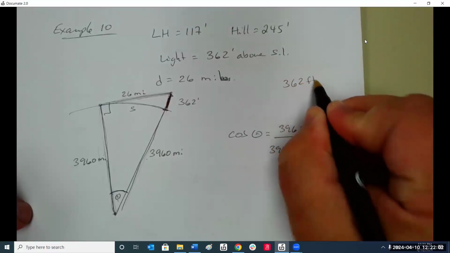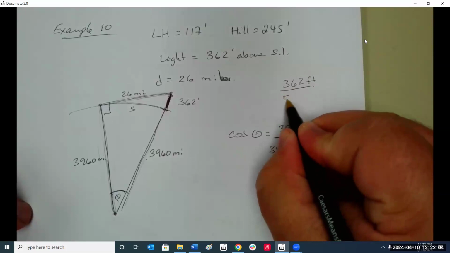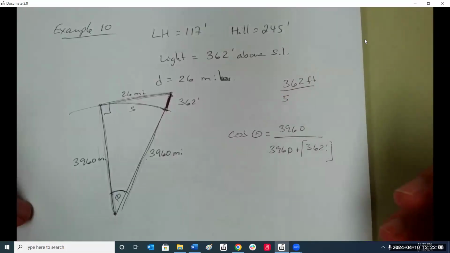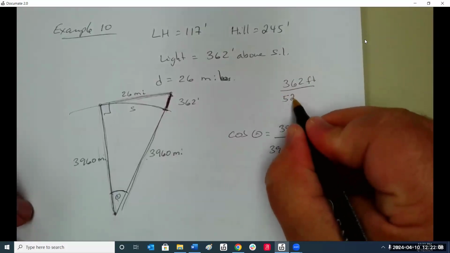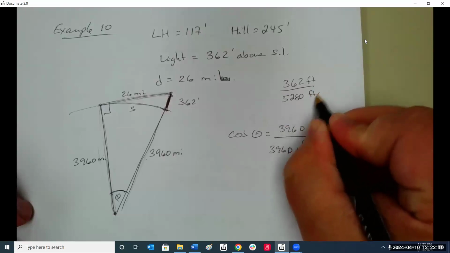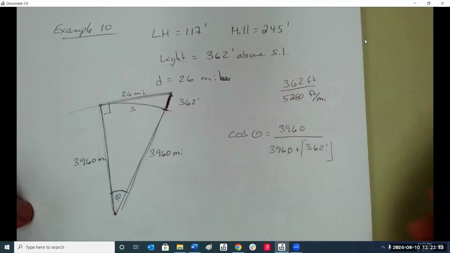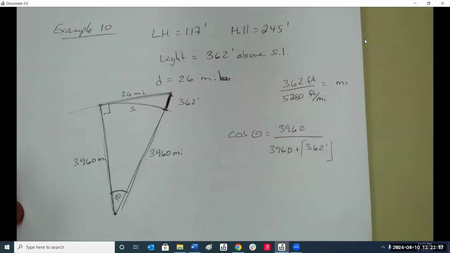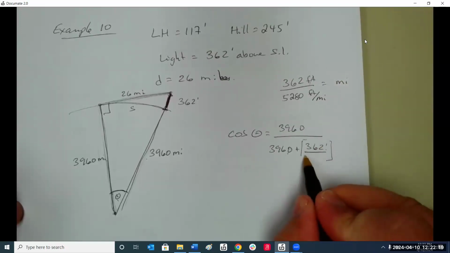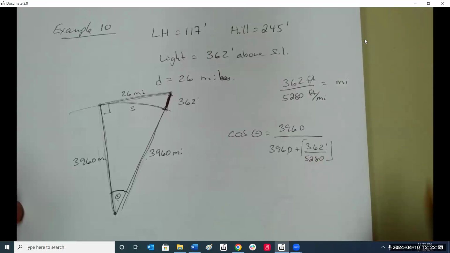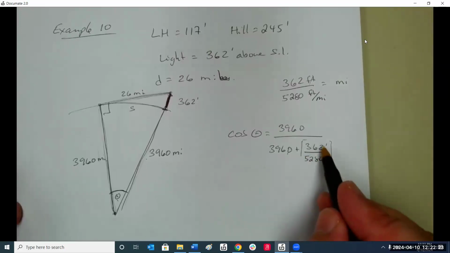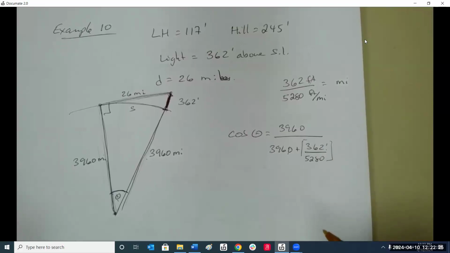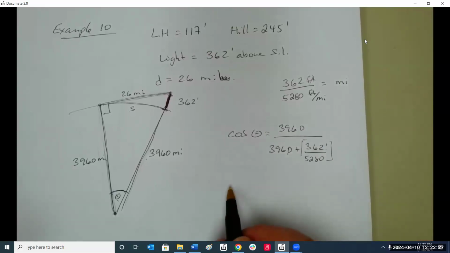362 divided by 5,280. What's the conversion for that? How many feet? 5,280 feet per mile. The feet would cancel, so this would give us miles. So we have to convert from feet to miles. That's how you do it. So what would this give us?